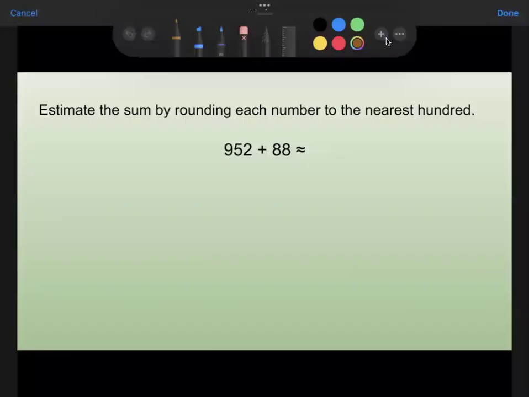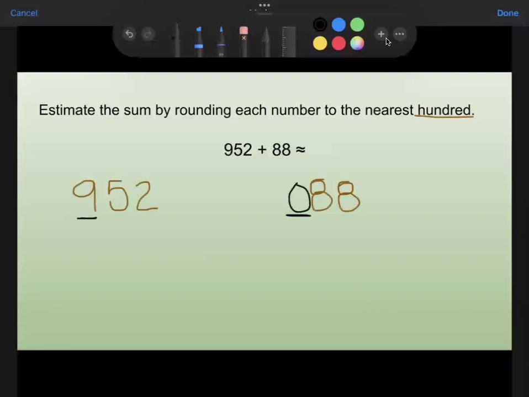Okay, here's our next one. We're going to estimate the sum by rounding each number to the nearest hundred this time. Okay, so I'm going to write 952 over here and 88 over here. Now I'm going to go through and underline the hundreds place. There's a 9 in the hundreds place here, and there is nothing in the hundreds place for this number. So I'm going to go ahead and fill that in with a 0.